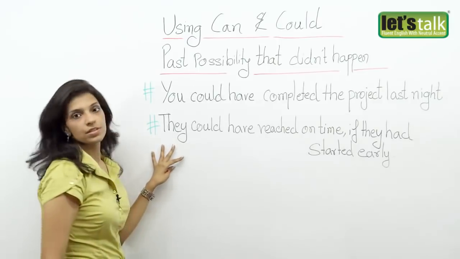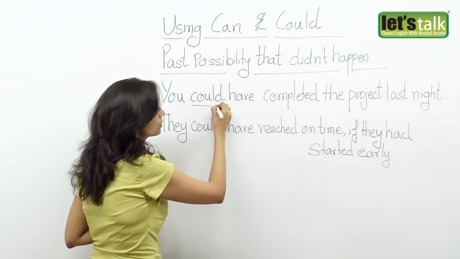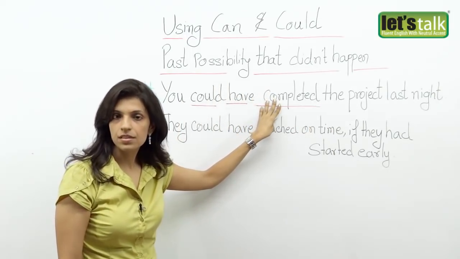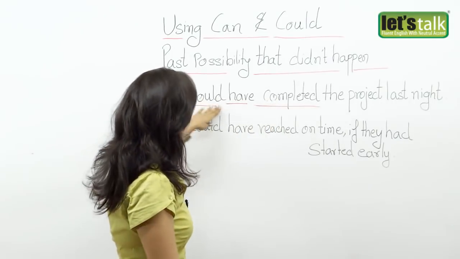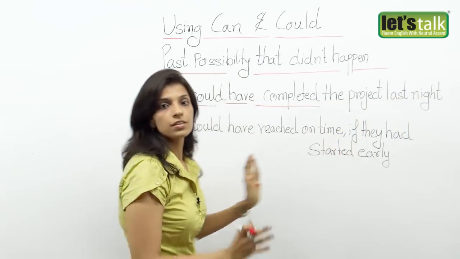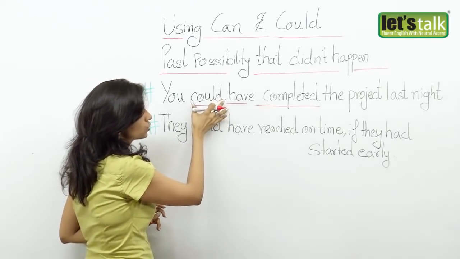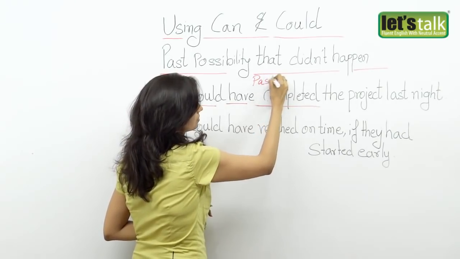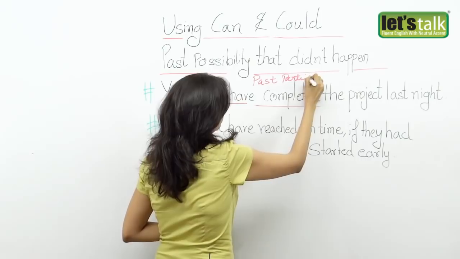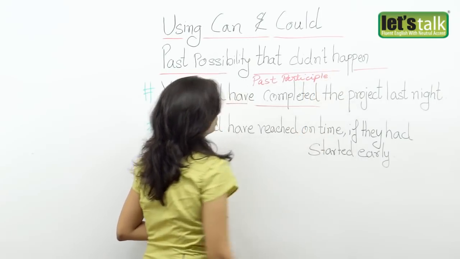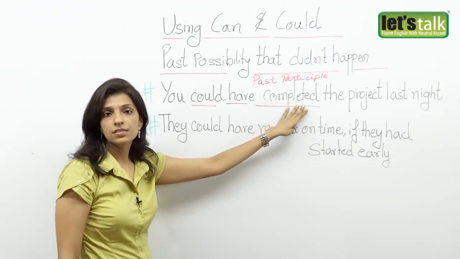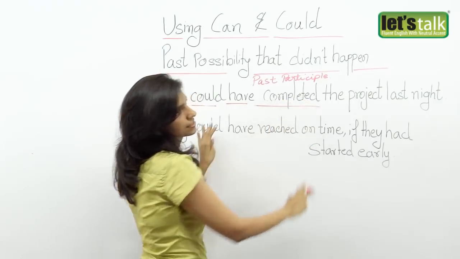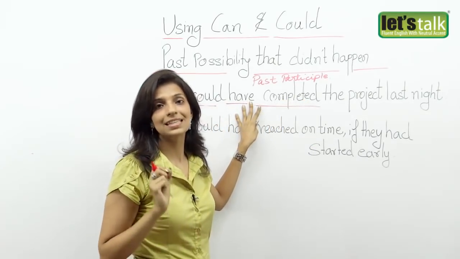Alright. I have two examples here for you. In my first example, you could have completed. That means this was possible in the past. Probably you chose not to do it. So you could have completed the project last night. Now here the sentence structure is a little different. You use could have with the verb in the third form or the past participle. Okay. So something that was possible in the past but didn't happen, or probably you chose not to do it. You say you could have completed the project last night, means it was a past possibility that didn't happen.